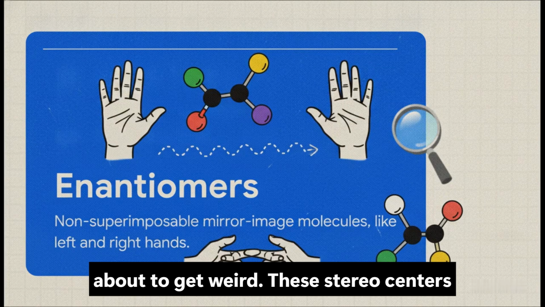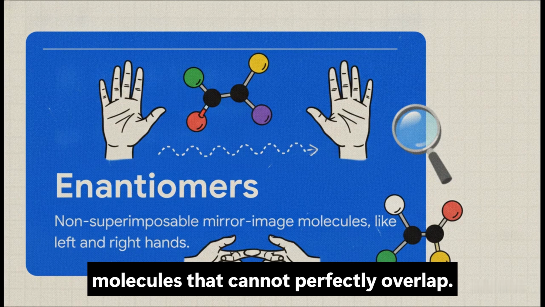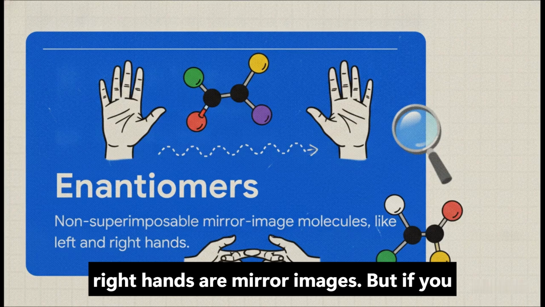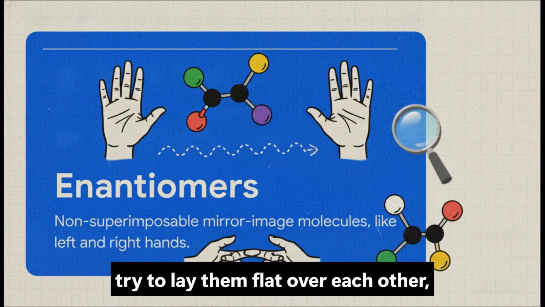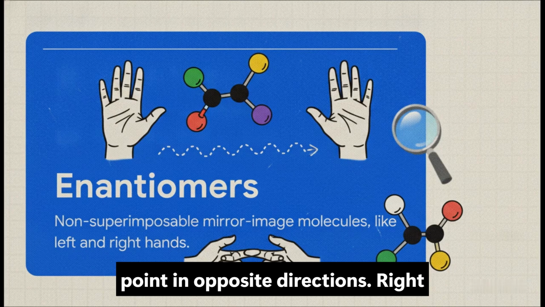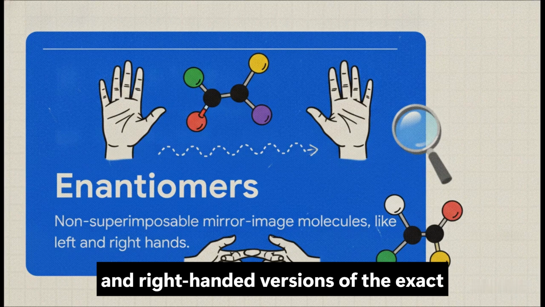These stereocenters create something called enantiomers. Basically, they are exact mirror image molecules that cannot perfectly overlap. Think about your hands. Your left and right hands are mirror images, but if you try to lay them flat over each other, facing the exact same way, your thumbs point in opposite directions, right? Molecules do the exact same thing in 3D space. They create distinct left-handed and right-handed versions of the exact same chemical formula.